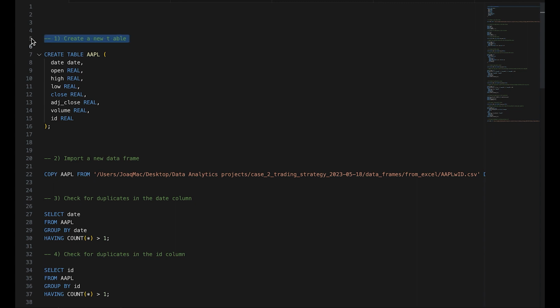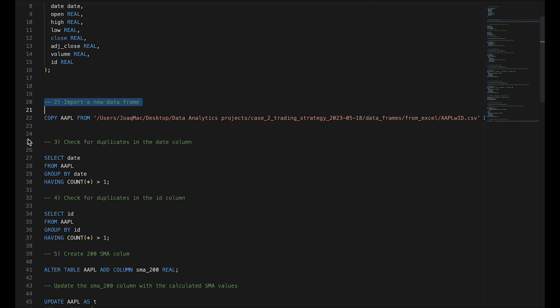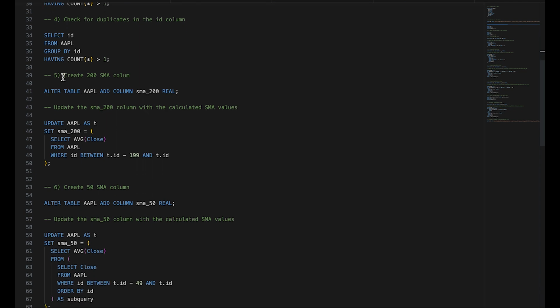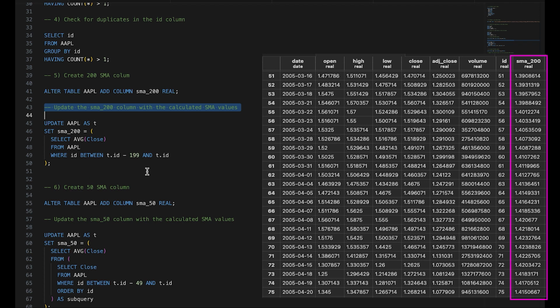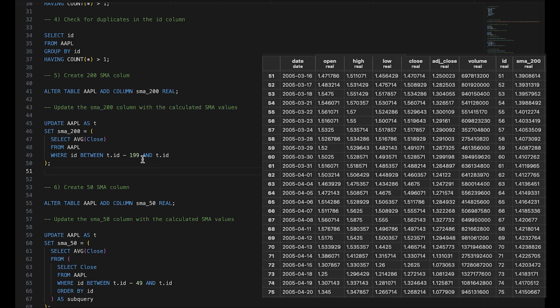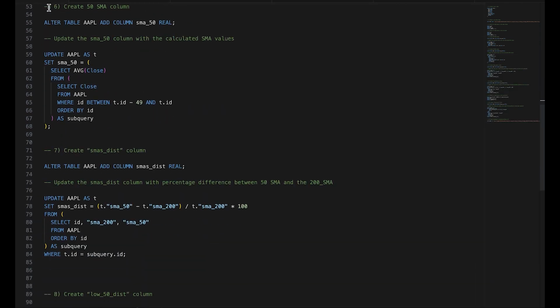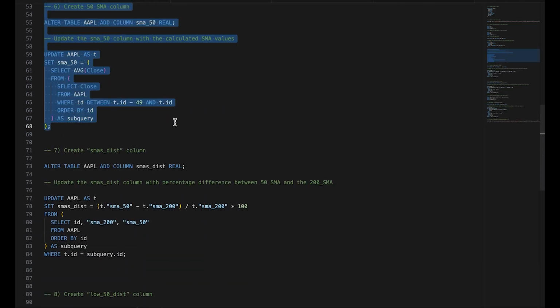First, I created the table. Then I imported the data frame, checked for duplicates in the ID column, and also checked for duplicates in the date column just in case. Next, I created the 200-day simple moving average column and calculated it. Bear in mind that since it takes 200 days to calculate the averages, as I just mentioned, the first 200 rows of the historical data won't provide any accurate averages. I repeated the same process for the 50-day simple moving average.